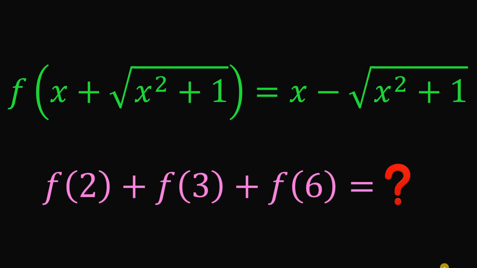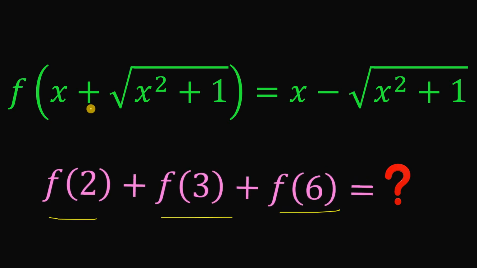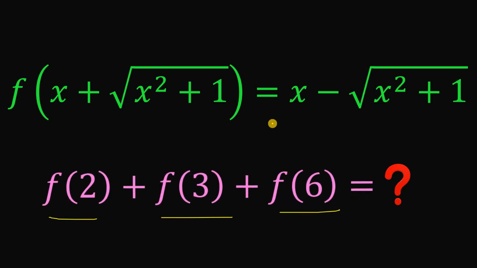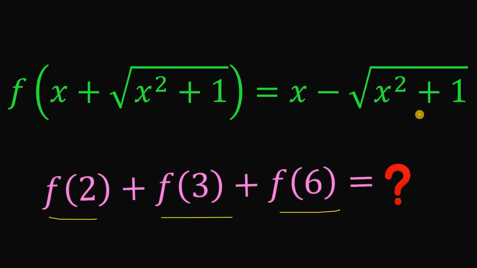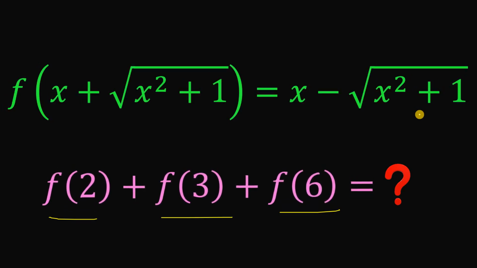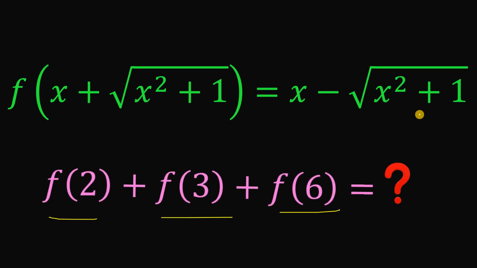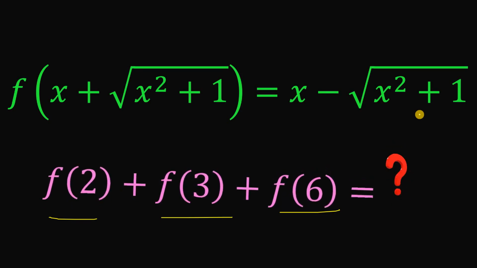For today's video, we will answer an Olympiad math challenge given by one of our followers. And the question goes like this. Find the numerical value of f(2) + f(3) + f(6), given this function: f(x + √(x² + 1)) = x − √(x² + 1). Now you can pause this video if you want to give this problem a try.